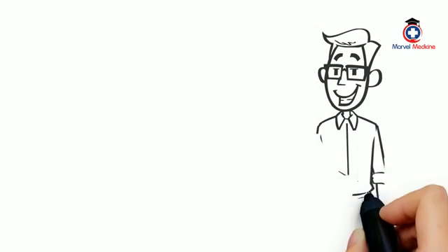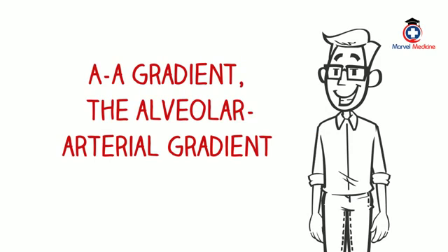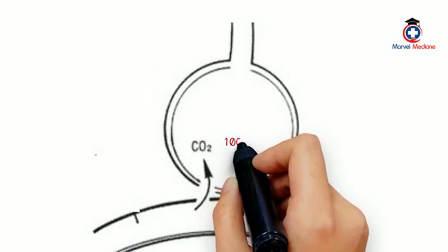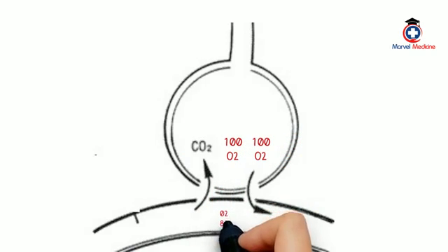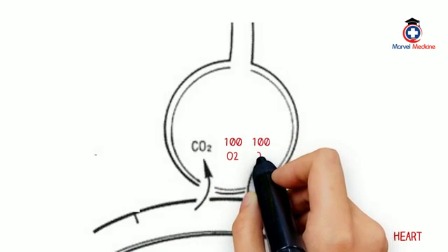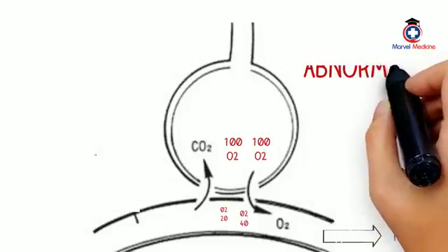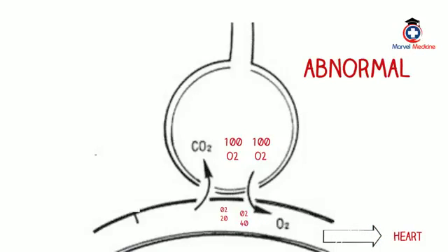Now that you guys understand what shunting means and have visualized it, think about the term AA gradient, the alveolar arterial gradient. Normally, the alveoli and arterial side should equilibrate the oxygen levels, meaning whatever the oxygen pressure is in the alveoli should equal the pressure of oxygen in the artery. Now, what if there's a defect in how that oxygen gets equilibrated? And more so, what if it doesn't get equilibrated?